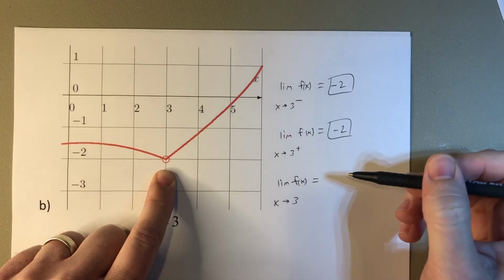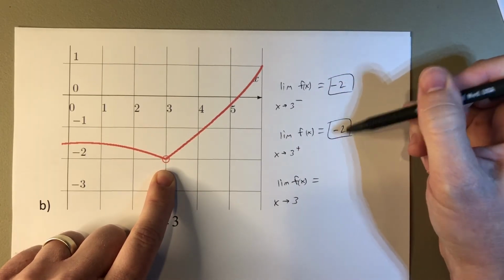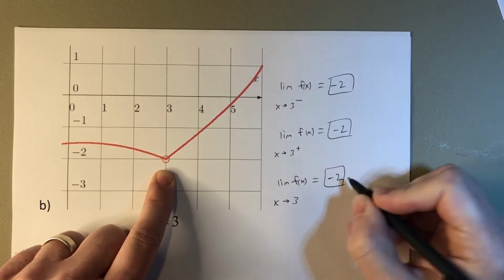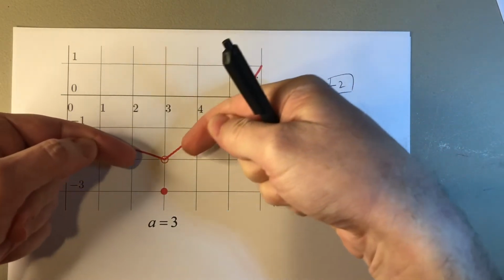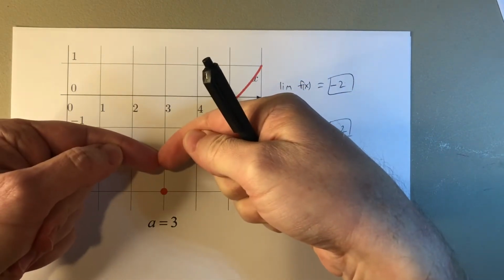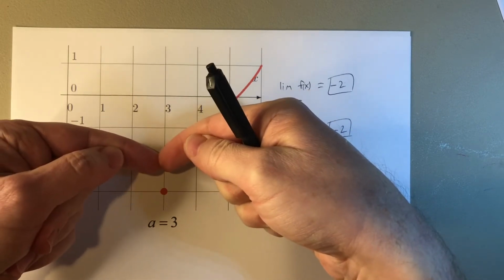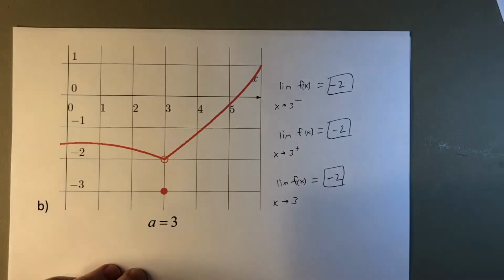Because both of these now are the same, the limit here will be whatever that number is, -2. Again, can you trace from the left and the right and hit your fingers together? Where are your fingers located when you hit them together? Where are they vertically? They're at -2. That's the limit.